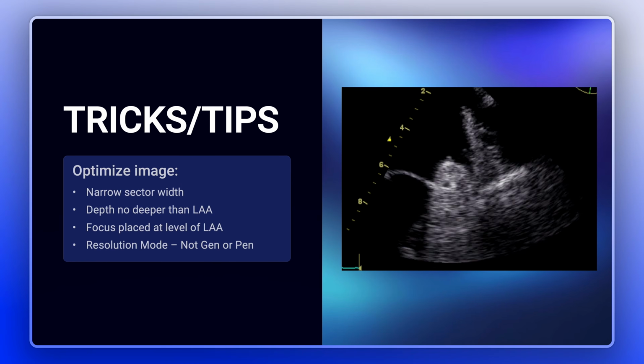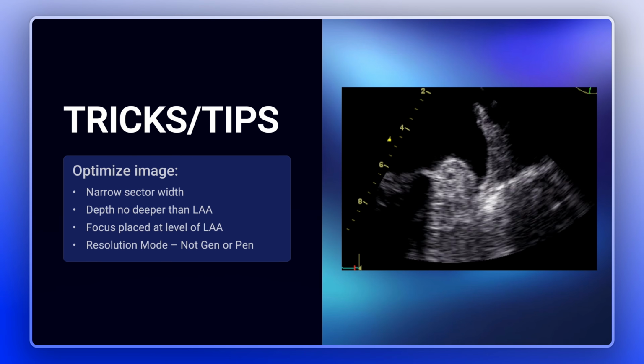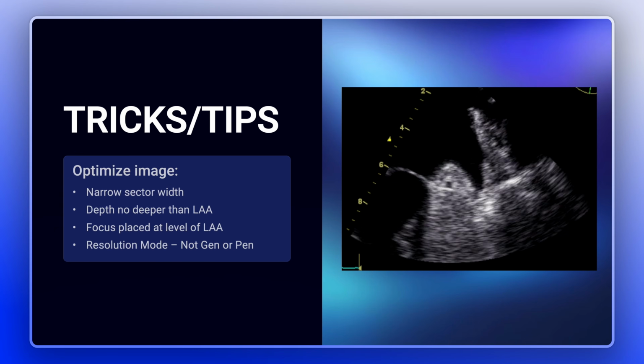The final part of these tips and tricks are to optimize your image as best as possible. These will all increase the resolution of your image and allow you to see even fine details in the left atrial appendage.